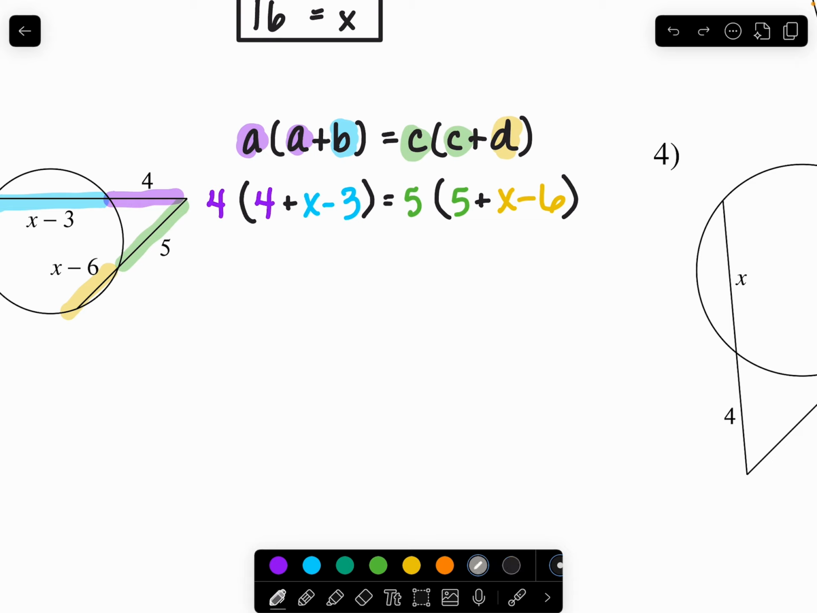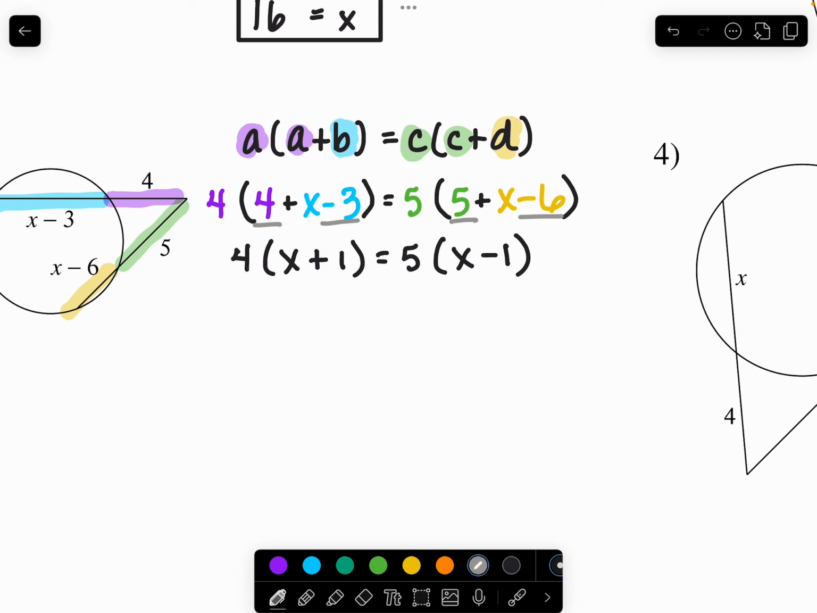All right, so let's go ahead and combine like terms inside each set of parentheses. So I'm combining those two and those two. So we'll keep the 4 on the outside for this step. 4 plus negative 3 is positive 1. And then for over here, keep the 5 on the outside. 5 plus negative 6 is negative 1.